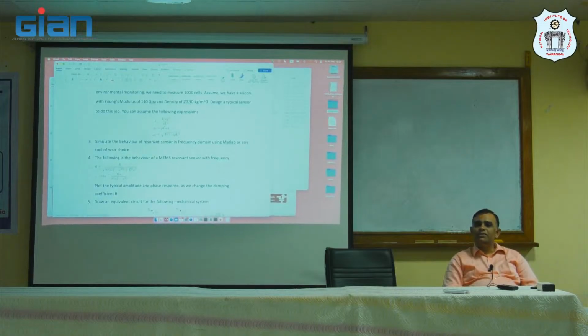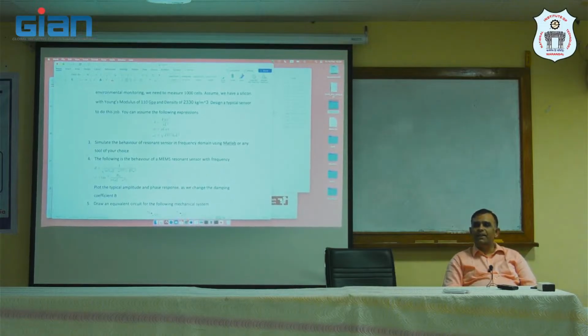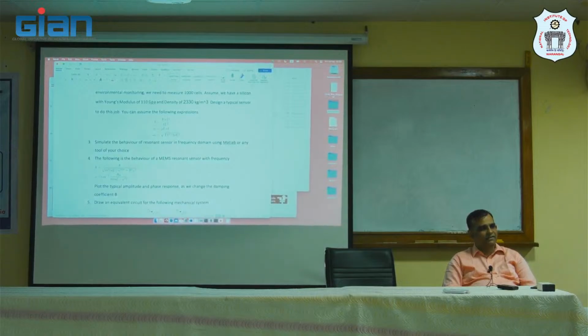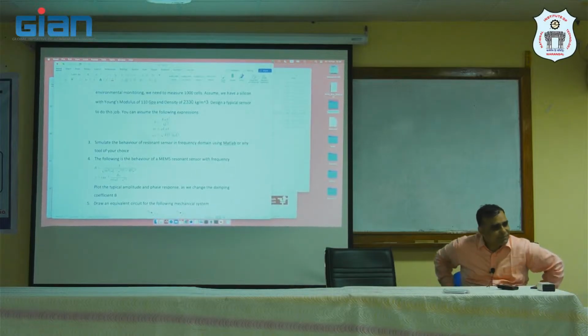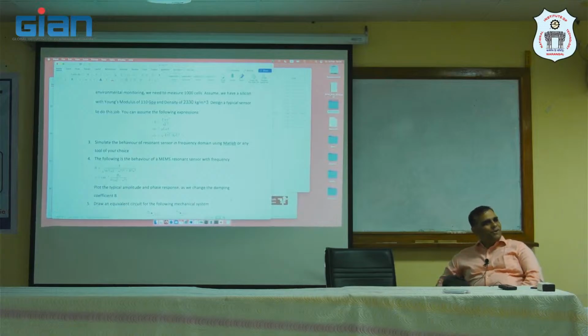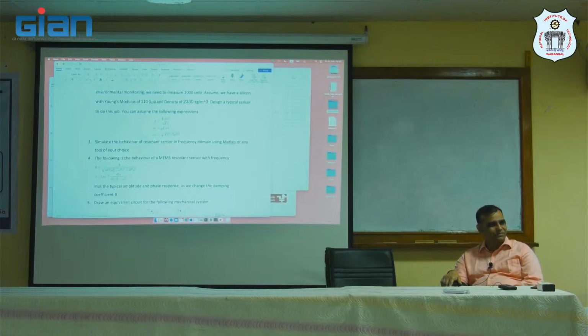Have you been taught how to solve ordinary differential equations in MATLAB or Python? The senior ones would have? Yes? Junior ones, no? Have you been taught numerical approaches to solving differential equations? Newton-Raphson method has been taught to you? It's precisely the same, but the only difference is you don't have to write the code for the Newton-Raphson method. Somebody would have already written that for you.